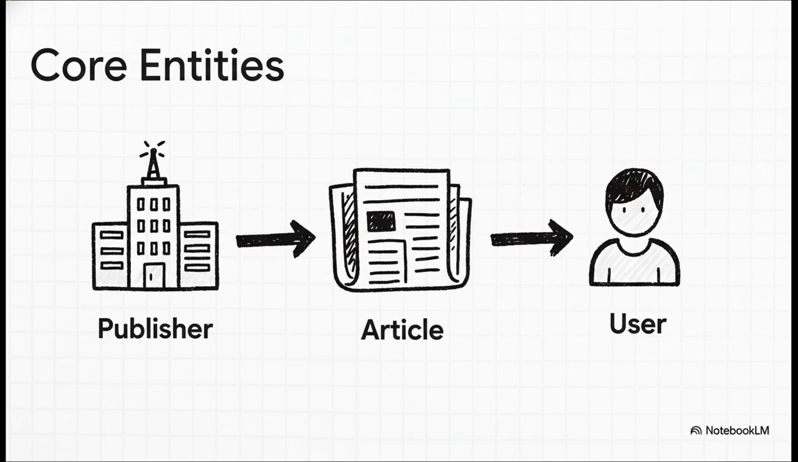So what are the fundamental building blocks here? It really just boils down to three main things. We've got the publisher. Think of them as the source, like the BBC or the New York Times. They create the article, which is the actual news story. And then we have the user, the person reading it all. Just understanding how these three things relate to each other, that a user from a specific region wants to see articles from certain publishers, that's really the key to everything we're about to build.